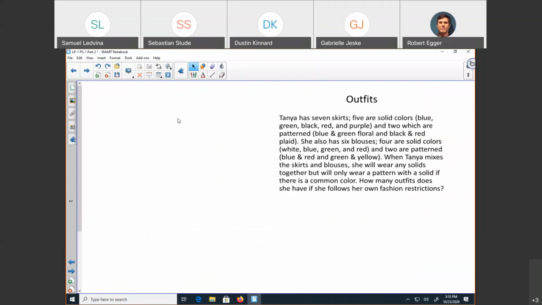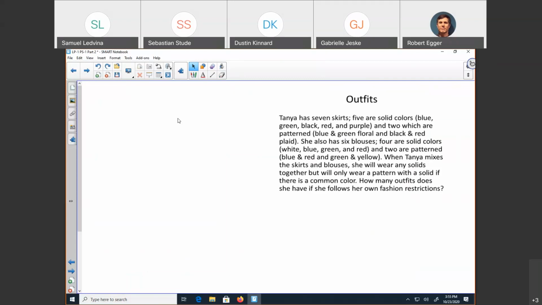So Tanya has 7 skirts: 5 are solid and 2 have patterns. She has 6 blouses: 4 are solid and 2 are patterned. She'll mix the ensembles. With solids, anything goes. She'll only wear a pattern with a solid if there's a common color. So it sounds like you should never mix a pattern with a pattern.